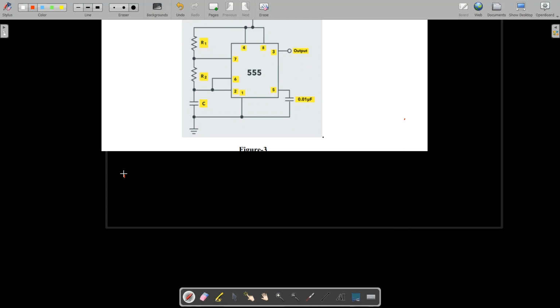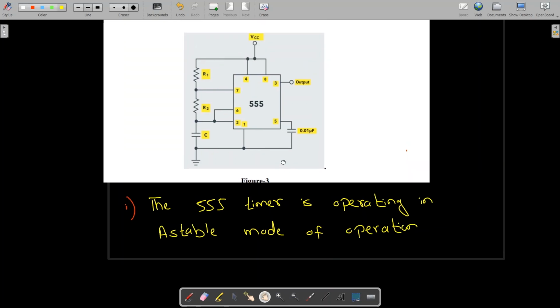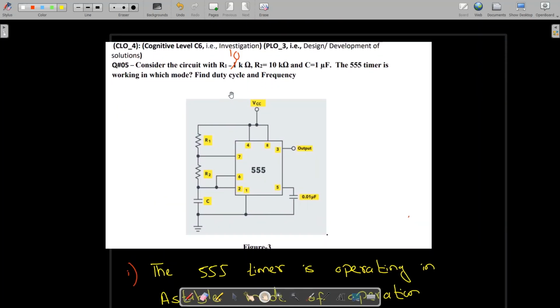First thing, the 555 timer is operating in astable mode of operation. Okay. Next is to find the duty cycle and frequency.